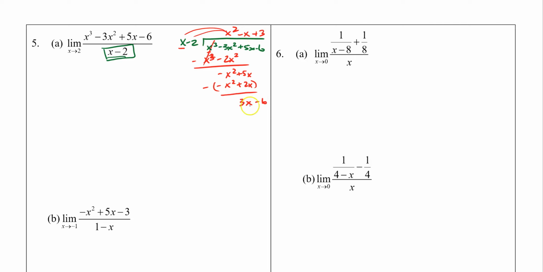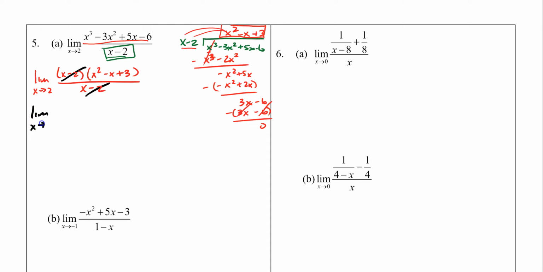3 times x is going to give me 3x, so we've got 3x minus 6, and the good news is, now I can see that everything cancels out and I'm left with the remainder of 0, which means that x minus 2 was one of my factors of the numerator, and my other factor was x squared minus x plus 3. So I can rewrite this limit as the limit as x approaches 2 of x minus 2 times x squared minus x plus 3 all over x minus 2. And now these factors cancel. And I get the limit as x approaches 2 of x squared minus x plus 3.